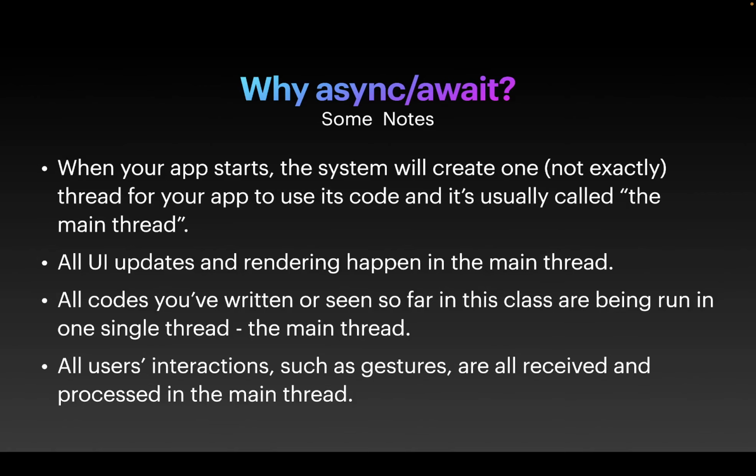All the code you've written so far or seen in this class is actually being run in one single thread, which is the main thread. And actually all user interactions, such as gestures when you tap on something, or when you drag something, or when you scroll the scroll view, are registered, received and processed in the main thread. All these things are happening in one single thread, the default thread, which is also called the main thread.